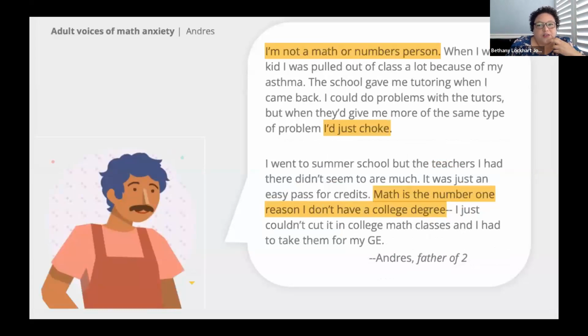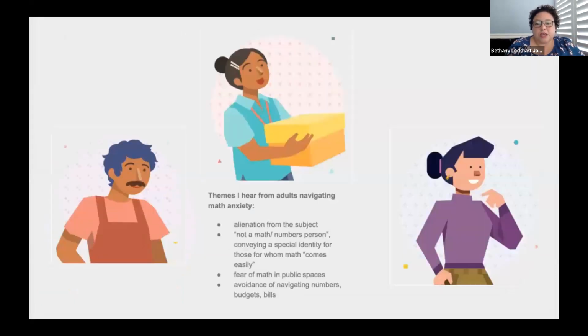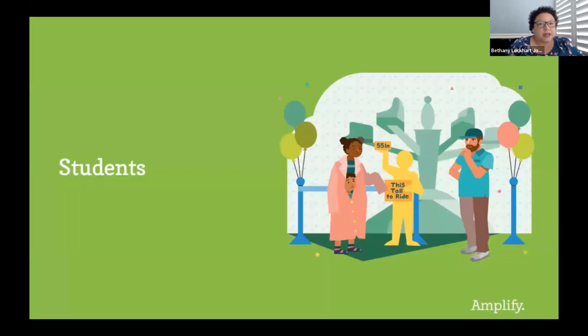And Andres is a father of two. He said, I'm not a math or a numbers person. And he used language like, I just choke. I choke when he was asked to solve math problems. And actually called math the number one reason that he hadn't finished his associate's degree. So themes I hear from adults navigating math anxiety are alienation from the subject, saying, oh, I'm not a math person, fear of math in public spaces, and trying to avoid doing math in any way.